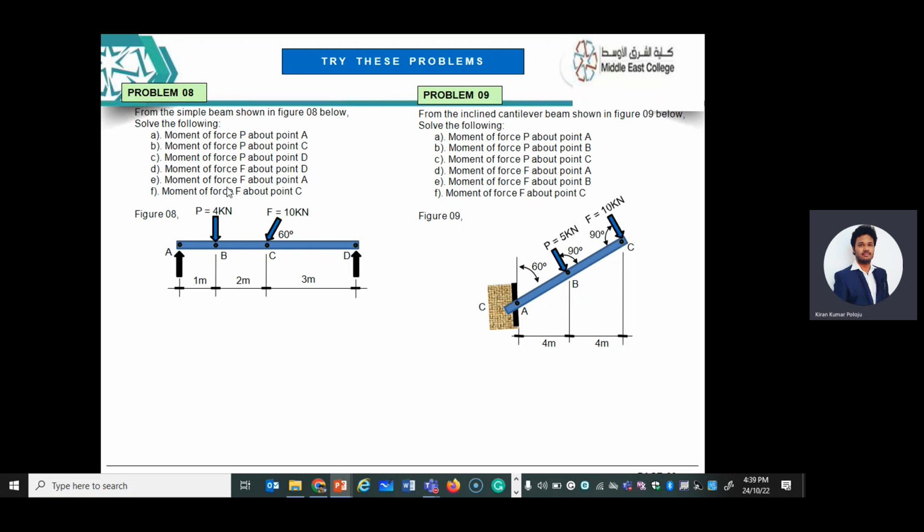Okay, let us see this. For this given simple beam, you have to calculate moment of force P about A. Look at the question clearly. This is something which we have done in the previous problem. Similar to the previous problem. Moment of force P, for this force, you have to calculate moment from point A, from point C, from point D. Similarly, you have to calculate moment of force F from point D, from point A, and from point C.